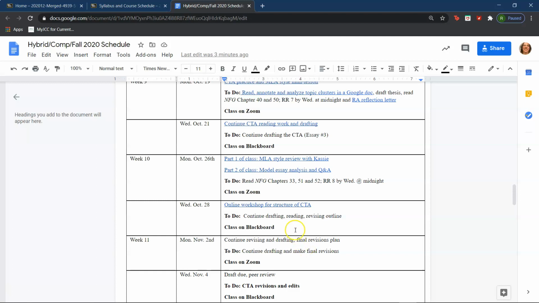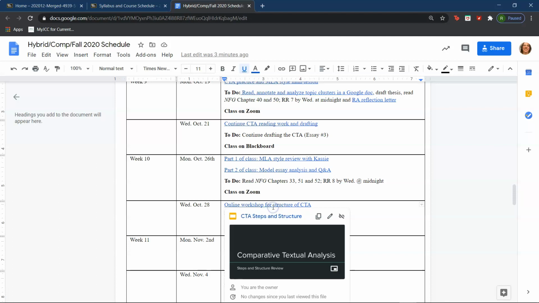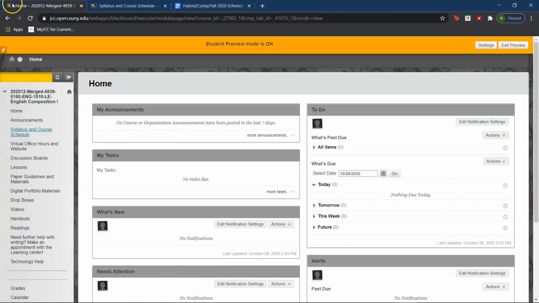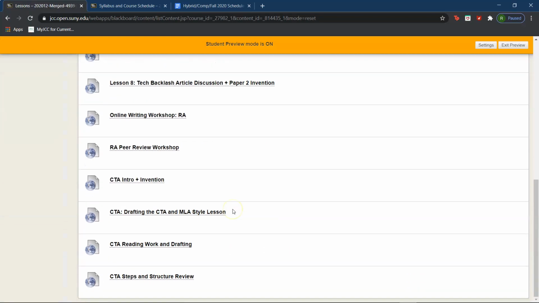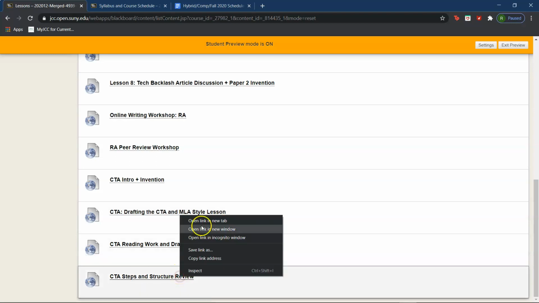So anyway, what we're concentrating on today is the online workshop for the structure of the CTA. And I have the link right in the syllabus. And you can also find it under the Lessons tab. And here's the lesson that I'll be going over today, which is the CTA steps and structure review.